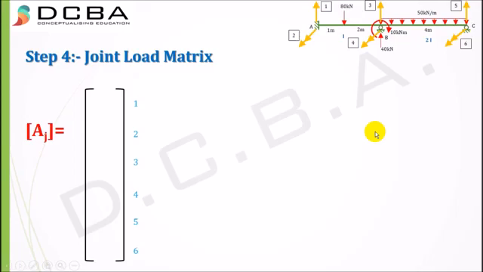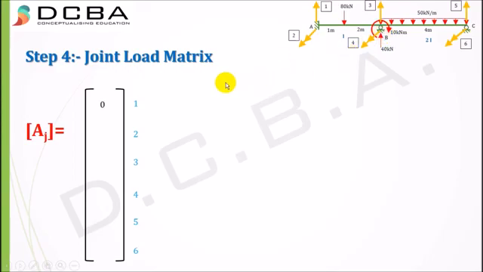Next step is to construct the joint load matrix. Now, what is joint load matrix? It is the matrix at every joint, that is A, B, and C, and if there exists any load at any of the joint. So, if you can see, there is no load at joint A, no load at joint C, but there is a load as well as a moment at joint B.